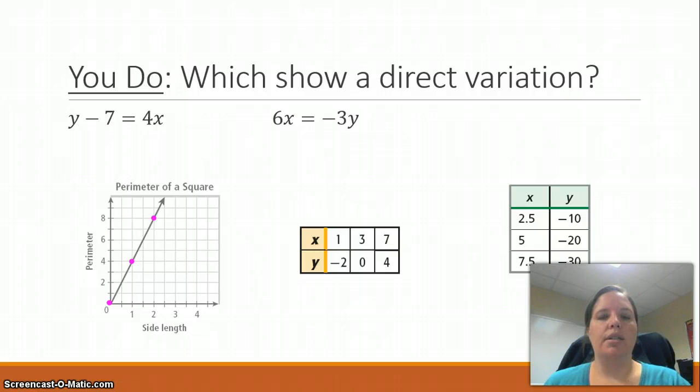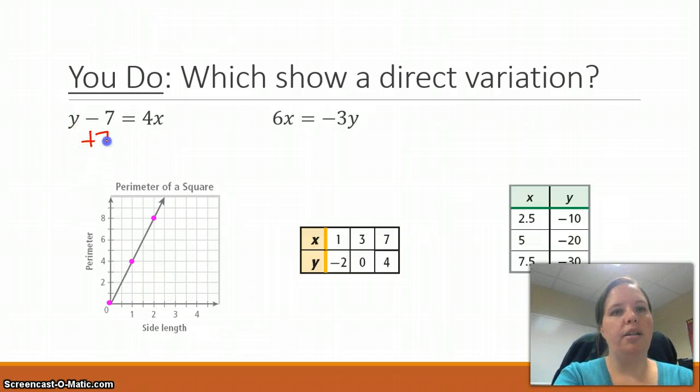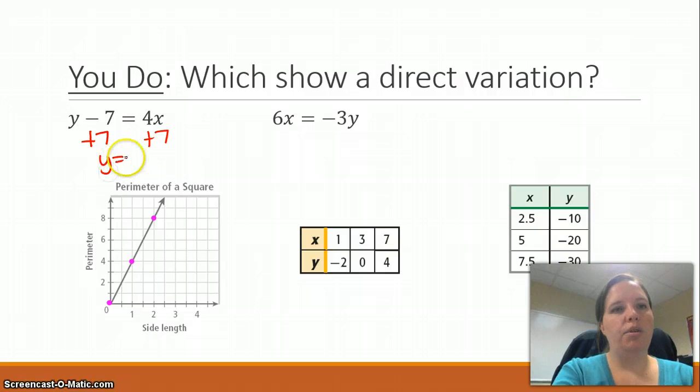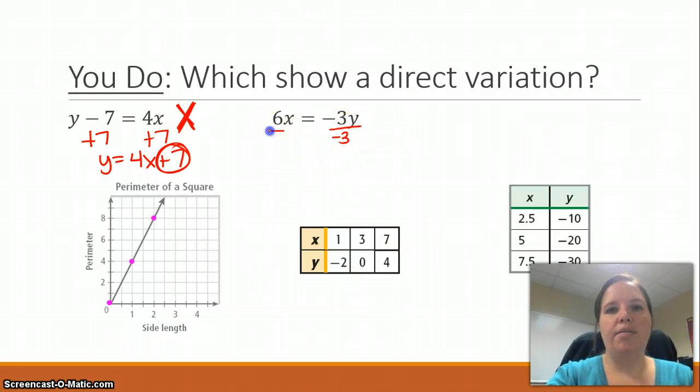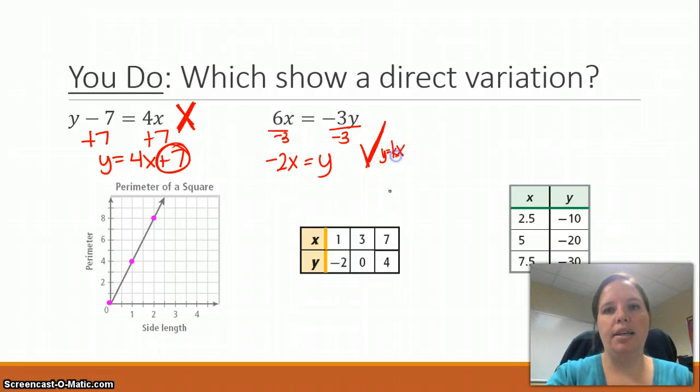So here's the you-do, combining the things we just talked about, which show a direct variation. Go ahead and pause the video and think about it. We're always trying to get y alone. I'm going to start with the equations. Y equals 4x plus 7. Not a direct variation because of the 7, so I'm going to put an x here to say nope. Get y alone here. Divide by negative 3. Negative 2x equals y. Yes, it is a direct variation because it's written in the form y equals kx. K in this case equals negative 2.